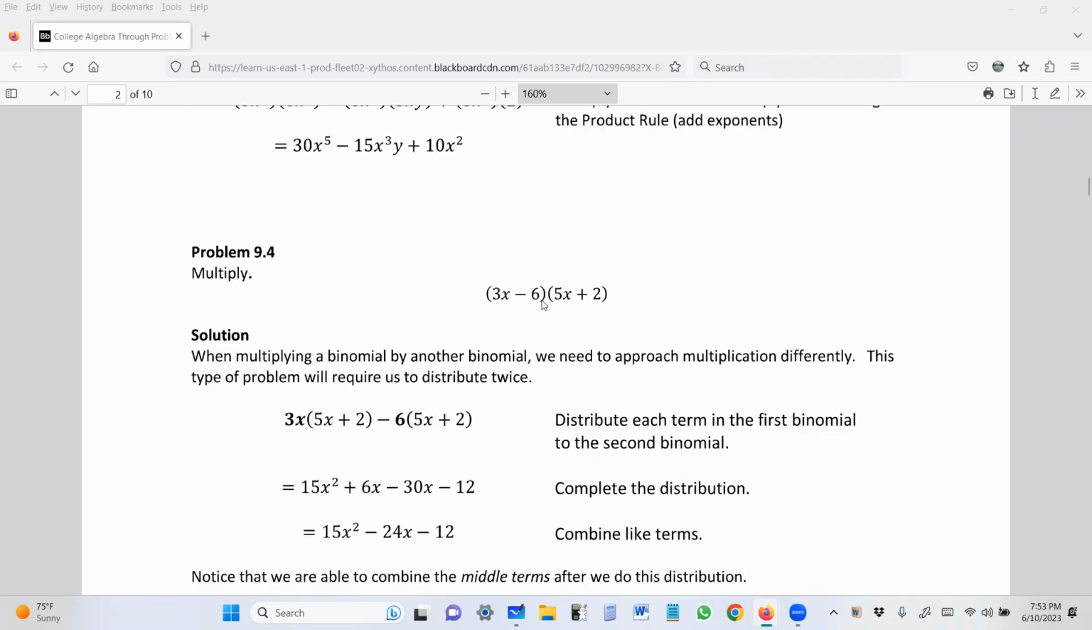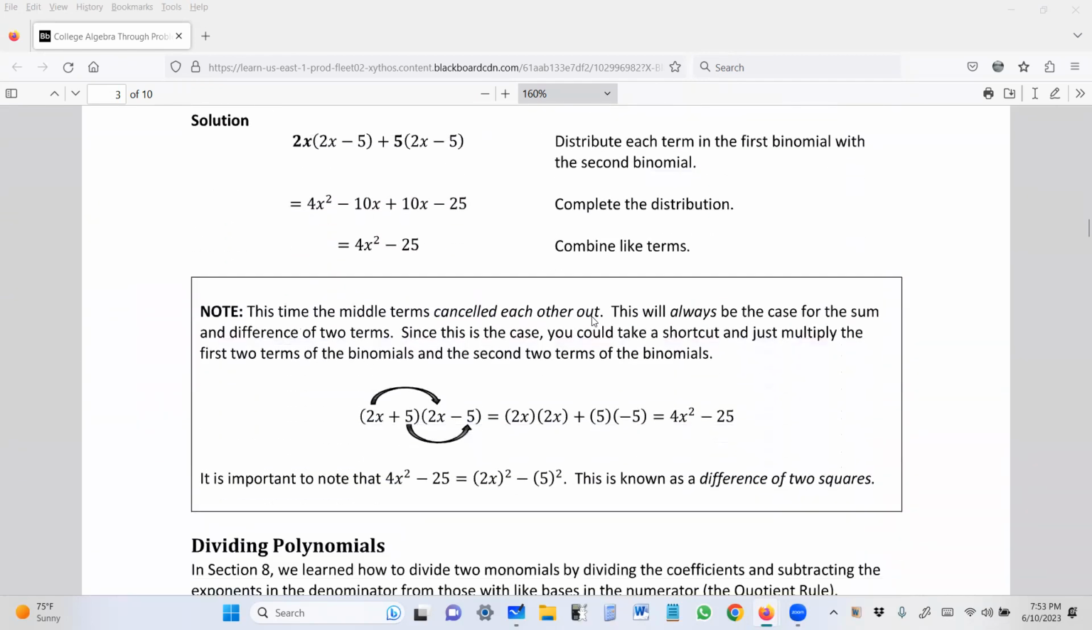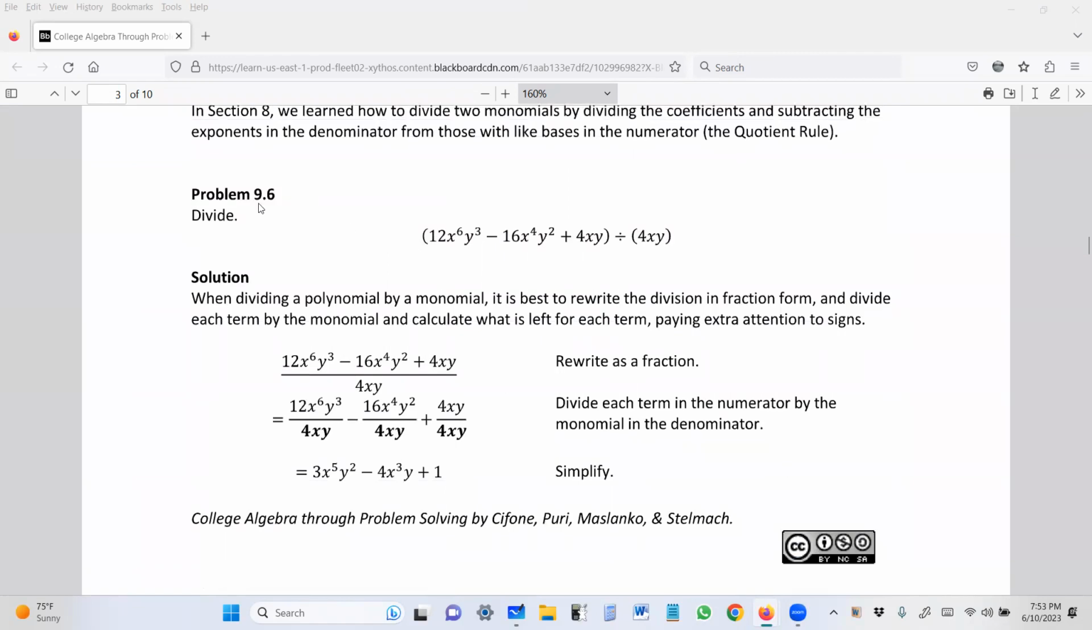When we have something like 9.4, this is usually what we call foiling. Here in the solution, you see another method, which is the 3x multiplying 5x plus 2, and the minus 6 multiplying 5x plus 2. So this is another way of doing it, but we normally call this foiling. And when we have division, similar to 9.6, we will break this division into 3 division problems. In the first set of parentheses, I have 3 terms. Each of those 3 terms will be divided by 4xy, as you can see here.